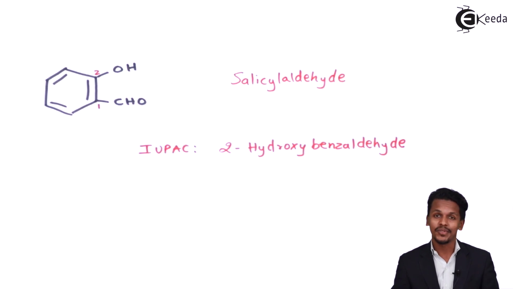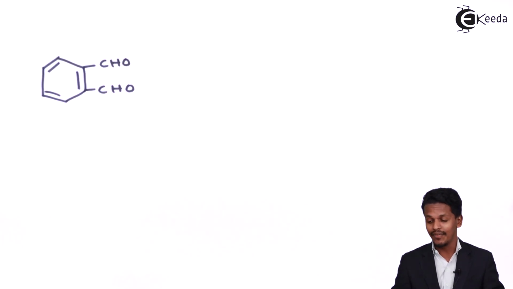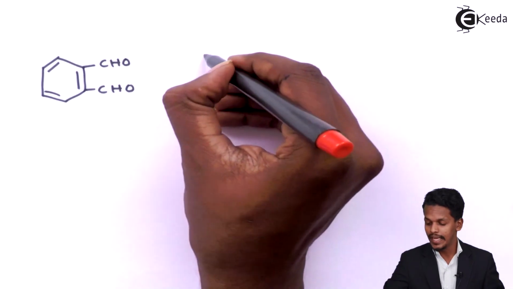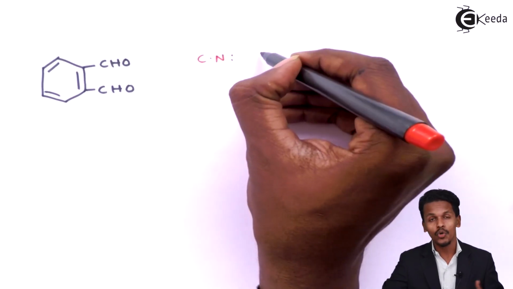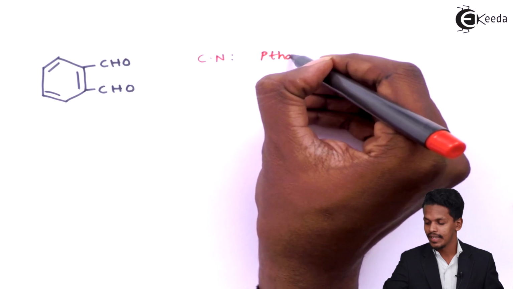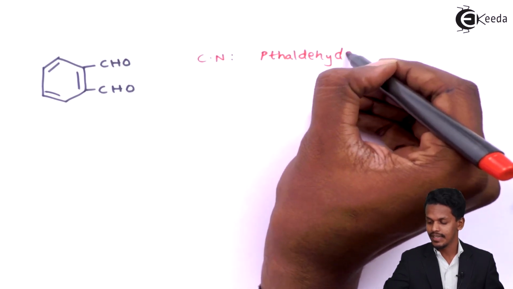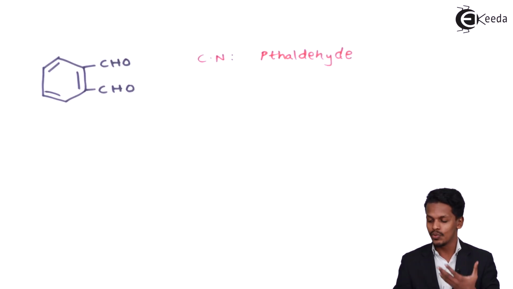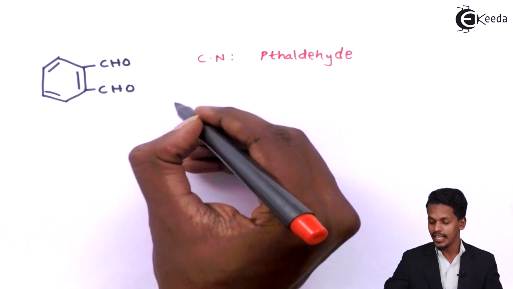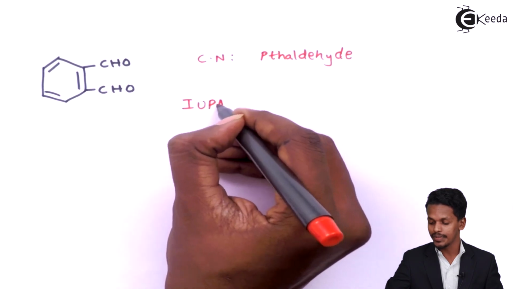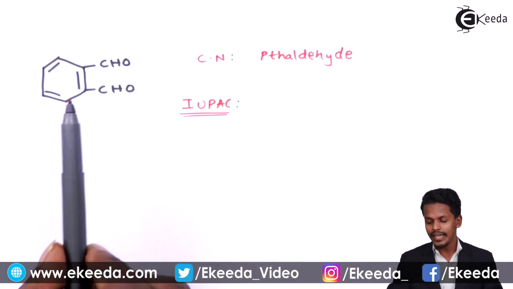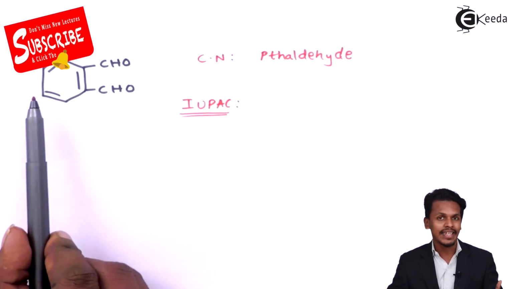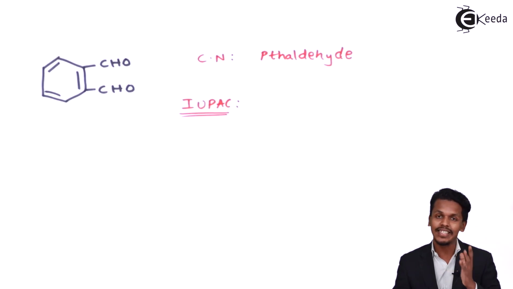So now let us move on to the next one. This is the organic compound that we have, and we have to give the common name for this one. The common name of this is known as phthaldehyde, like phthalic acid as we know. And talking about the next one, that is the IUPAC name, what would be the IUPAC name for this one? As we know that this CHO is attached to the benzene, and whenever CHO is attached to the benzene, the name is known as benzene carbaldehyde.